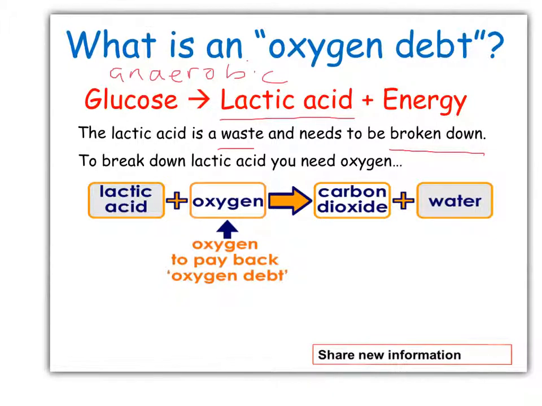Now, lactic acid is a waste, okay, so therefore it needs to be broken down by the body. In order to break down this extra lactic acid, we need more oxygen. We need to repay the oxygen back. When lactic acid reacts with oxygen, it creates carbon dioxide and water, which we can get rid of when we breathe it out.